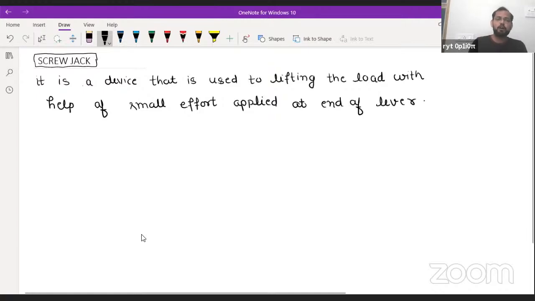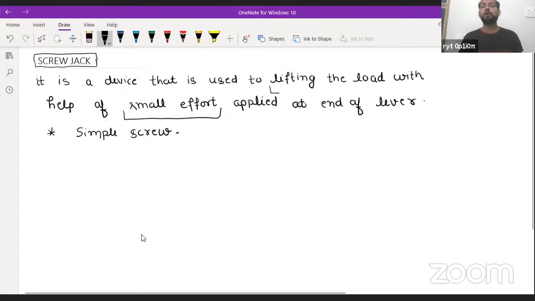So this is the screw jack. Now in this part, we will discuss the simple screw jack. As you know, we are interested in which type of problem you will find in the examination related to this topic. Most of the time you will find a problem in which it is asked what is the amount of effort that is required to lift a certain amount of load. He will always ask what is the magnitude of effort required to raise the load or to lower the load.